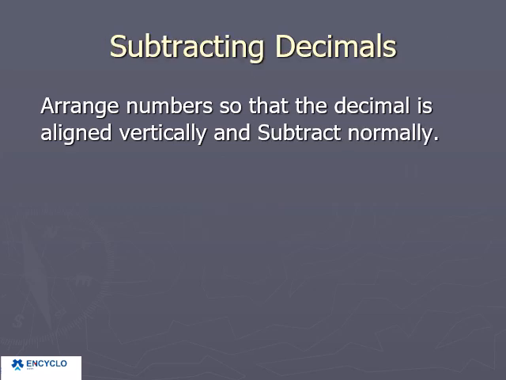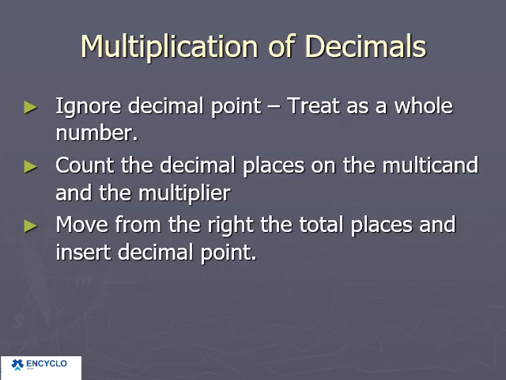Subtraction of decimal fractions follows the same principle. Align the decimal points, then subtract as you would whole numbers. When multiplying decimals, ignore the decimal points initially. Multiply as you would whole numbers, then count and place the decimal in the final result according to the total number of decimal places in both numbers.